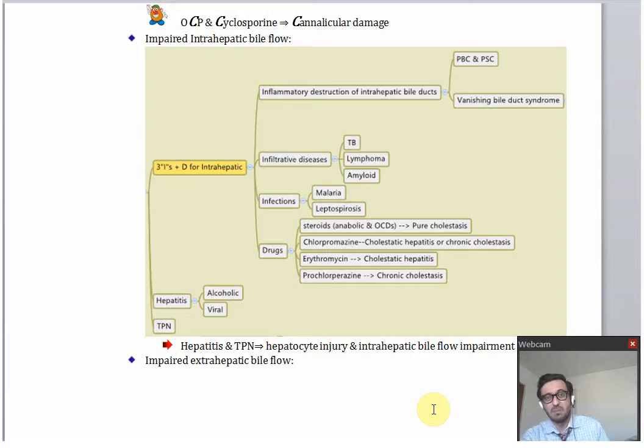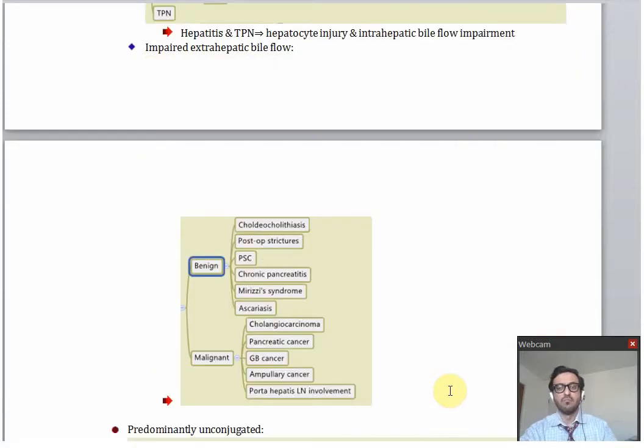Remember, steroids, either anabolics or OCPs, sorry if it's written OCDs here, it's OCPs, they cause pure cholestatic type. You remember the elevation of alkaline phosphatase being out of proportion to transaminases, in addition to the fact that we have conjugated hyperbilirubinemia. Then we have phenothiazine antipsychotics. They cause cholestatic pattern. And then finally we have erythromycin, which has both patterns of cholestasis and hepatitis, which is called cholestatic hepatitis.